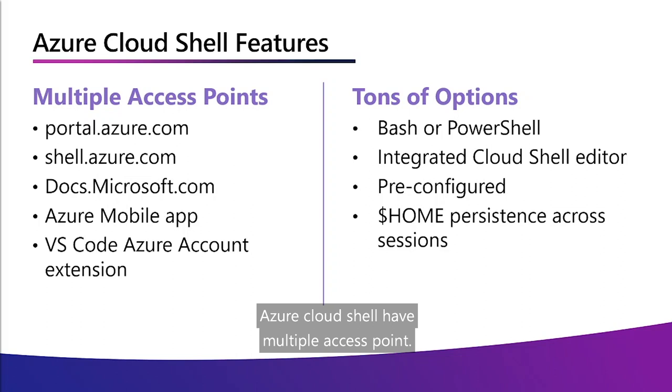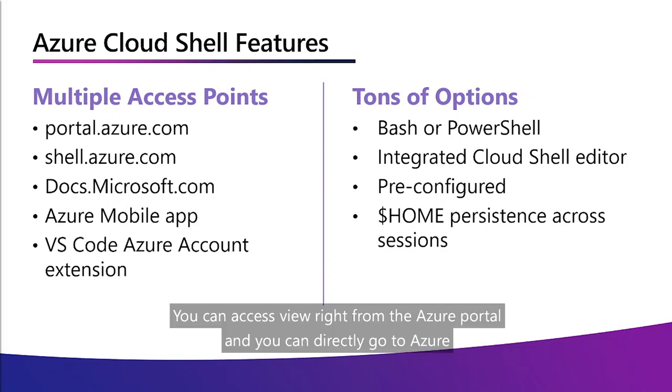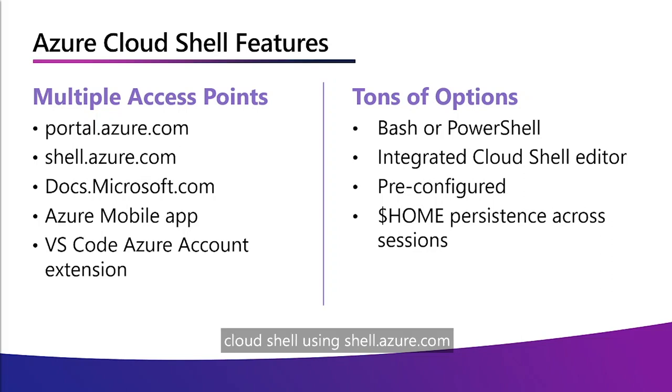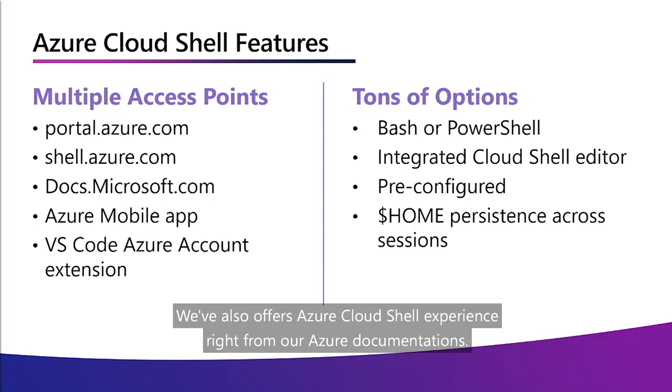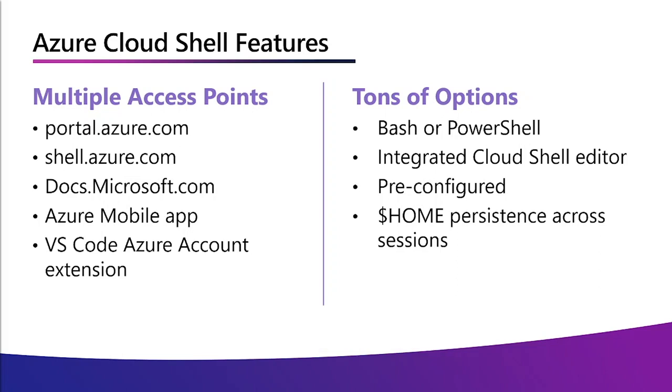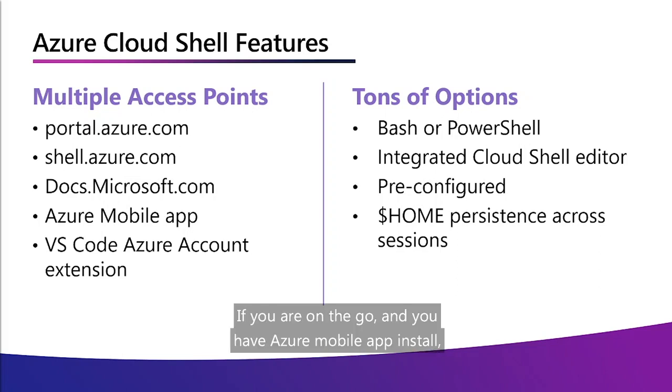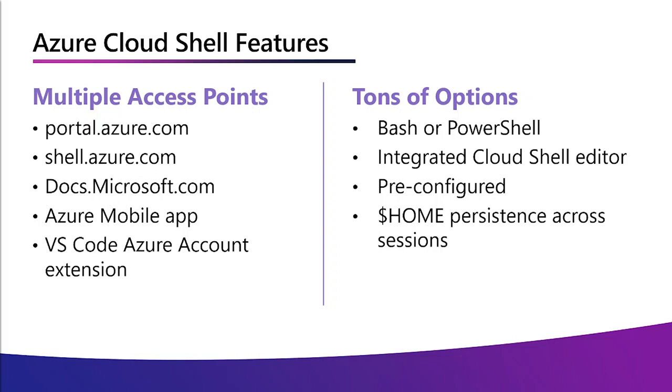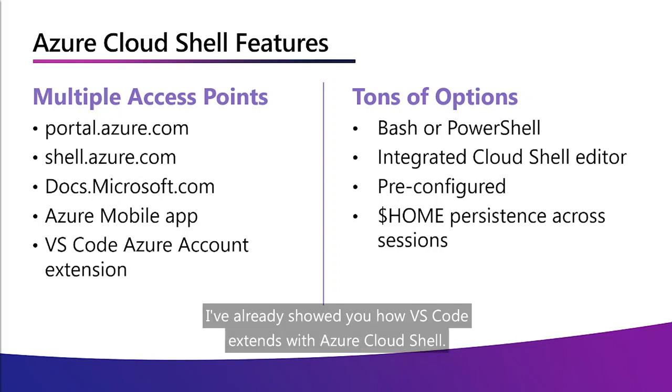Azure Cloud Shell has multiple access points. You can access it right from the Azure portal, and you can directly go to Azure Cloud Shell using shell.azure.com. We also offer the Azure Cloud Shell experience right from our Azure documentation. If you are on the go and you have the Azure mobile app installed, you can even trigger Azure Cloud Shell right from the Azure mobile app. And I've already shown you how VS Code extends with Azure Cloud Shell.